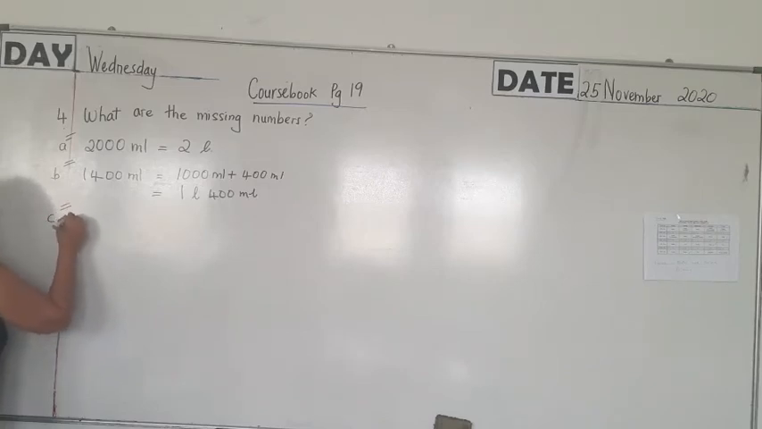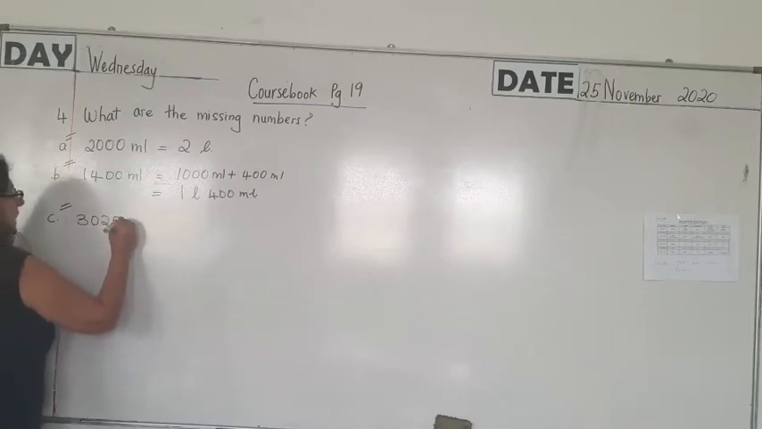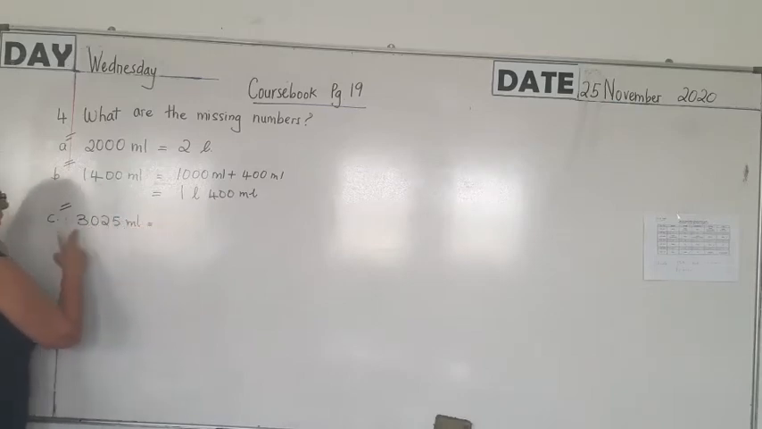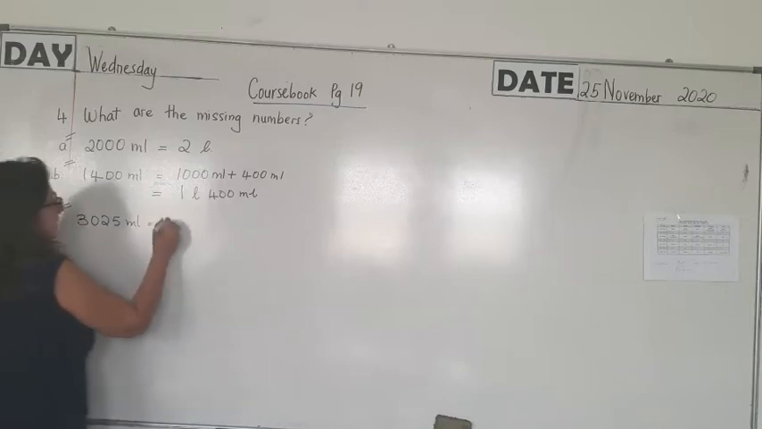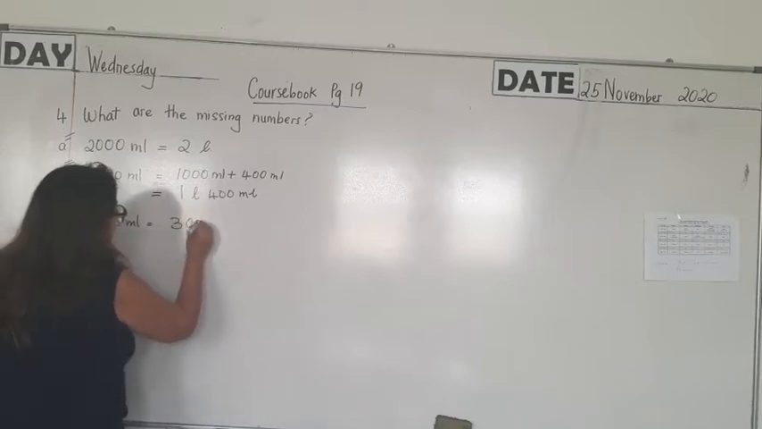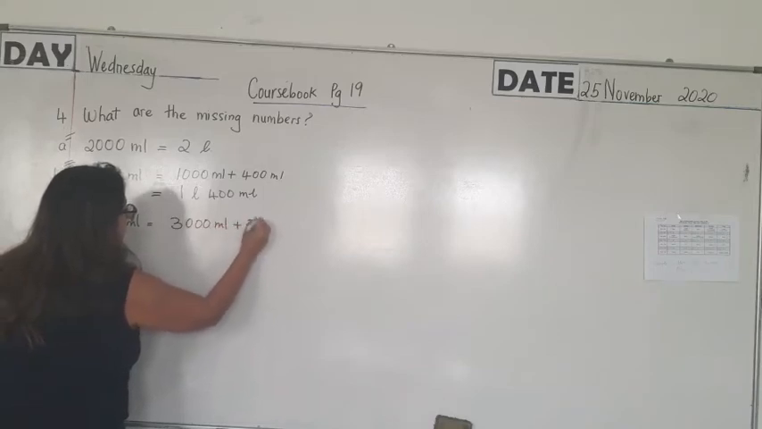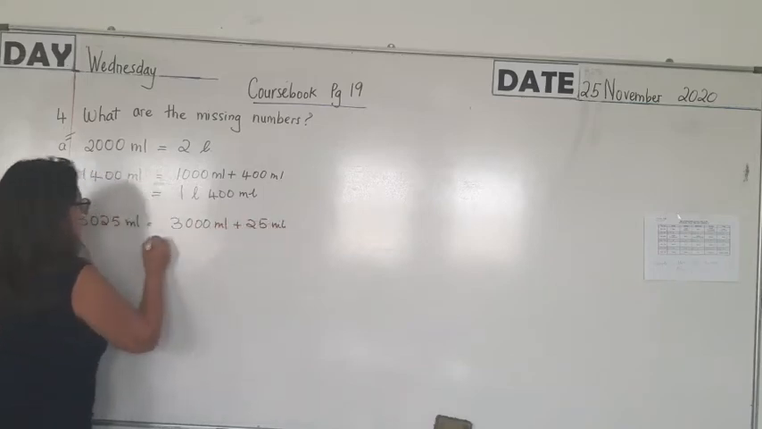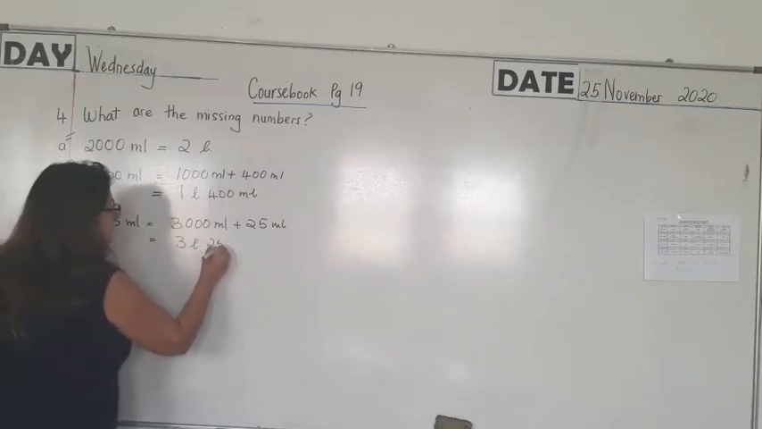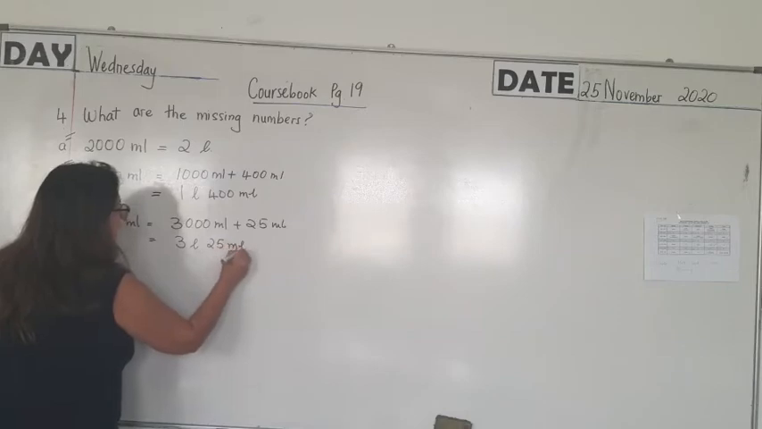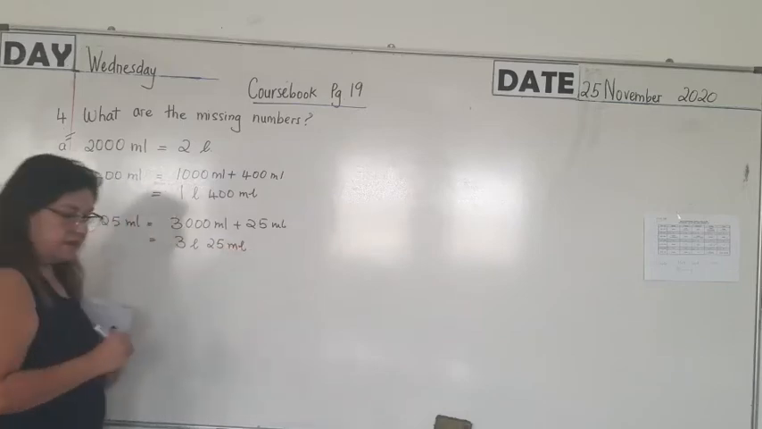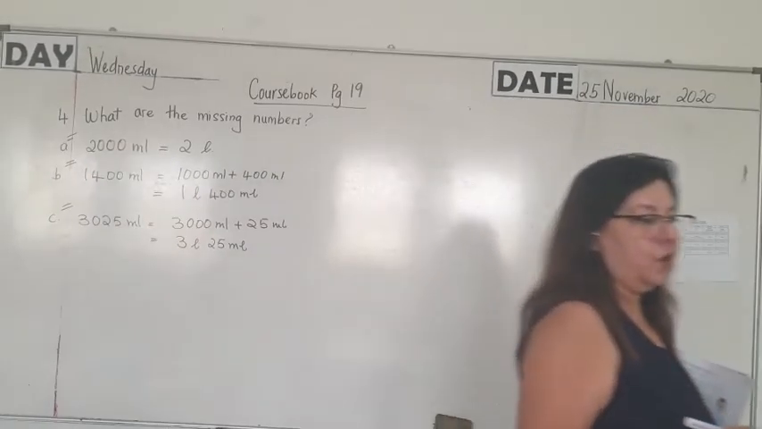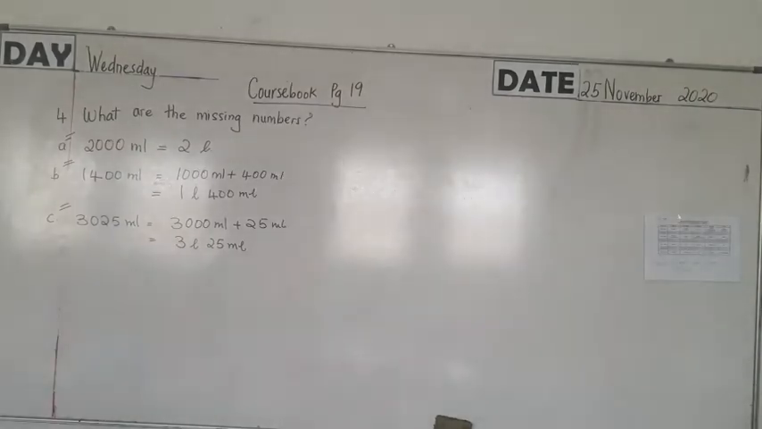Then C, 3025 ml. So how many thousands are there? There are 3000 ml plus 25 ml. So 3000 ml is 3 liters and 25 ml. Alright, please follow the steps. Please follow.